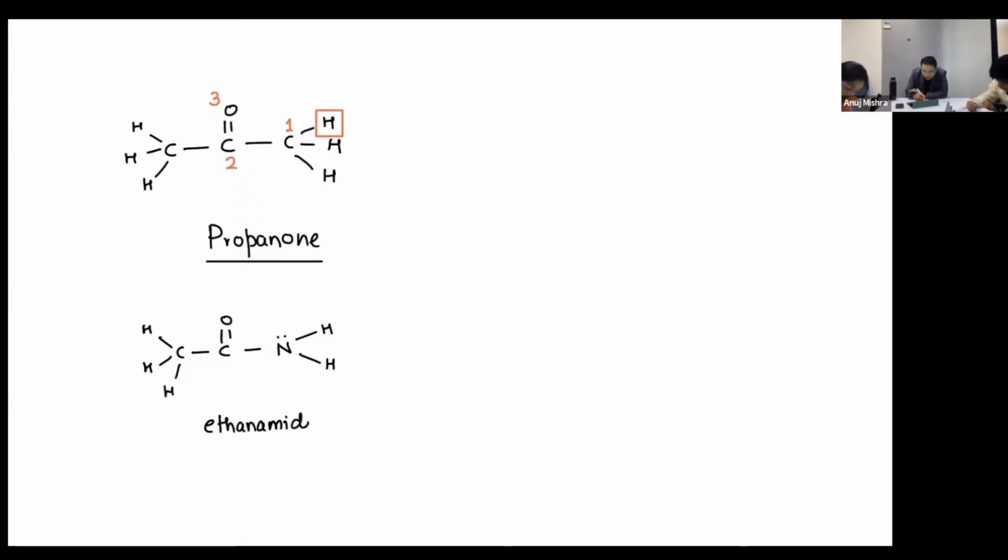Ethanamide. Very good. Now look, again I am doing the same thing. 1, 2, 3. Just observe. Do you find repetition? What is the repetition? C double bond O. Next attachment is nitrogen. That time it was carbon. On that I'm marking one hydrogen. Can you see something same happening in both the cases? Keep observing.